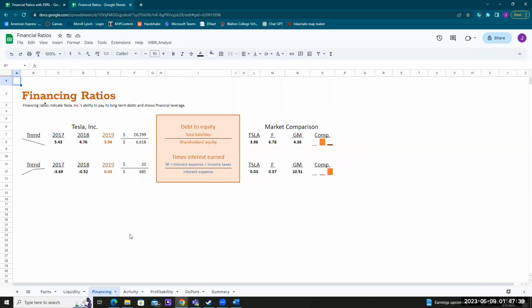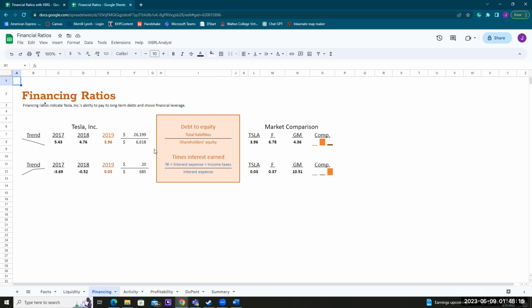If we come over here to financing, we can see that these financing ratios indicate Tesla's ability to pay its long-term debt. So these are talking about long-term debts rather than the short-term debts that we saw last time. And it looks like Tesla has gone down in their financing ratio from 2017 to 2019. So we saw a little dip there, and a pretty steady dip too, from our total liabilities over our shareholders' equity. So it could be that we're taking a lot more debt on as the years go to keep on financing the company.